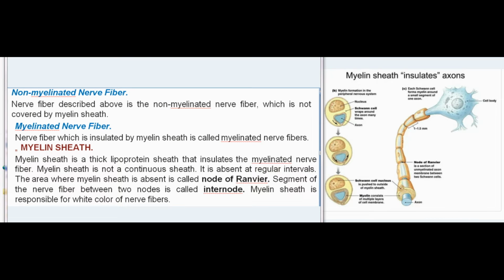The nerve fiber described above is the non-myelinated nerve fiber, which is not covered by myelin sheath. Myelinated nerve fiber, which is insulated by myelin sheath, is called myelinated nerve fiber. Myelin sheath is a thick lipoprotein sheath that insulates the myelinated nerve fiber. Myelin sheath is not a continuous sheath. It is absent at regular intervals. The area where myelin sheath is absent is called node of Ranvier. Segment of the nerve fiber between two nodes is called internode. Myelin sheath is responsible for white color of nerve fibers.